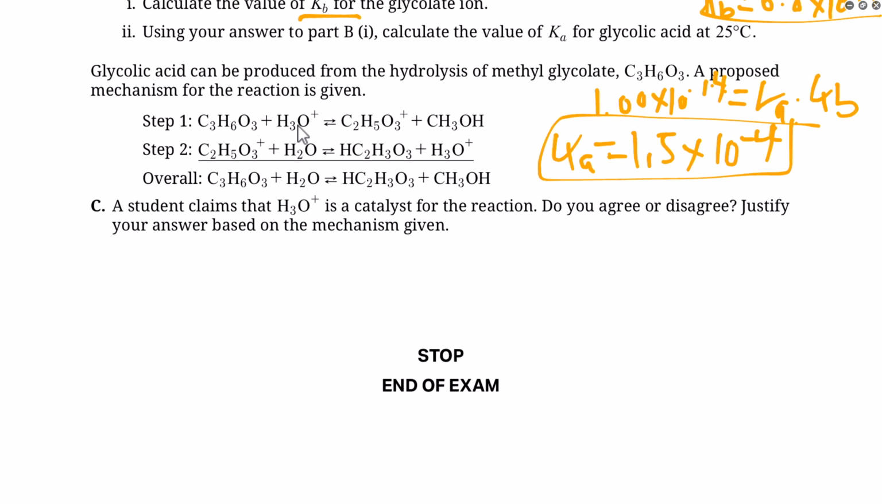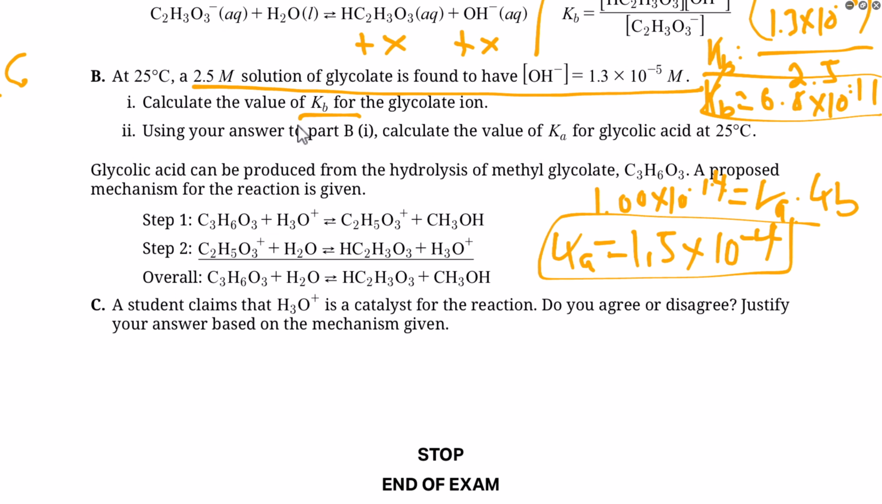Last one, I think. Yes, last question. Oh, so sad. Glycolic acid can be produced from the hydrolysis of methyl glycolate. A proposed mechanism for the reaction is given, and it says a student claims that H3O plus is a catalyst for the reaction. Do you agree or disagree?